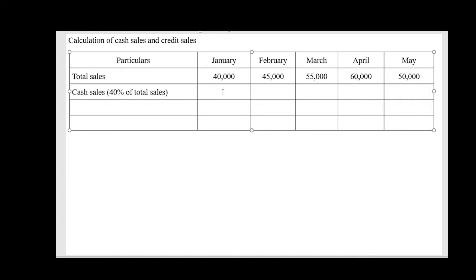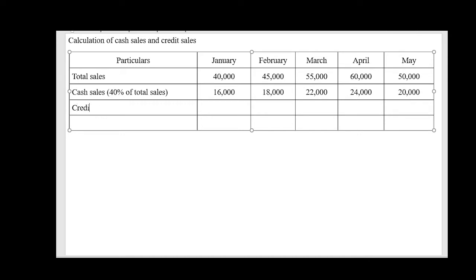So quickly find out how much is 40% of 40,000. It's 16,000. February sales will be, cash sales will be 40% of 45,000, that is 18,000. Next 40% of 55,000 is 22,000. 40% of 60,000 is 24,000. And 40% of 50,000 is 20,000.